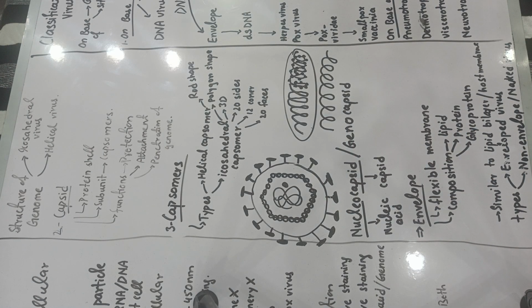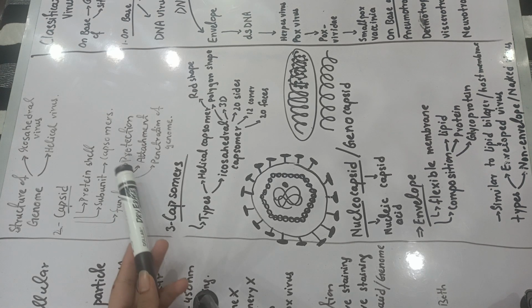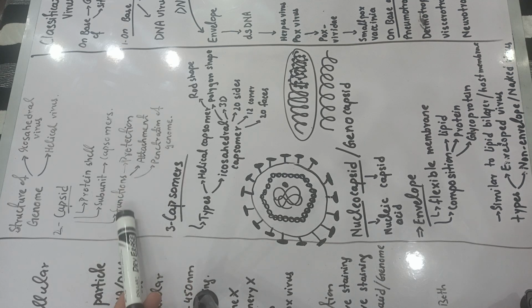Now let's discuss the second major part of viruses, which is the capsid. The capsid is the protein shell which encloses the virus genome. This capsid is made up of a lot of subunits, and these subunits are called capsomeres. What is the function of the capsid? It is involved in the protection of the virus, in the attachment of the virus to the host membrane, and lastly it is used for the penetration of the genome into the host cell.